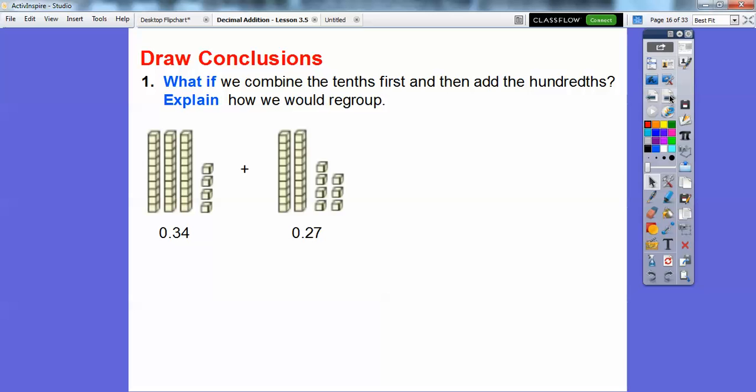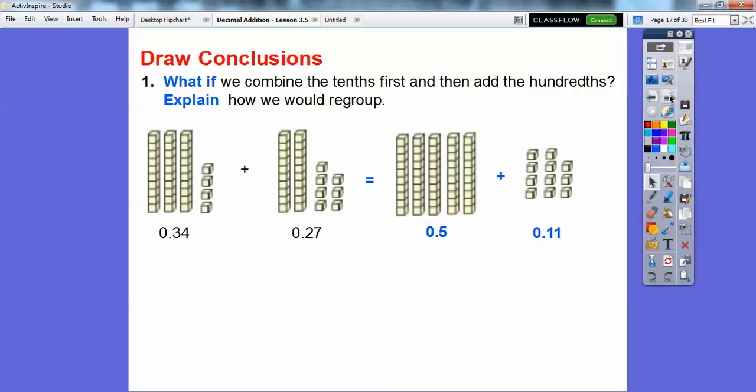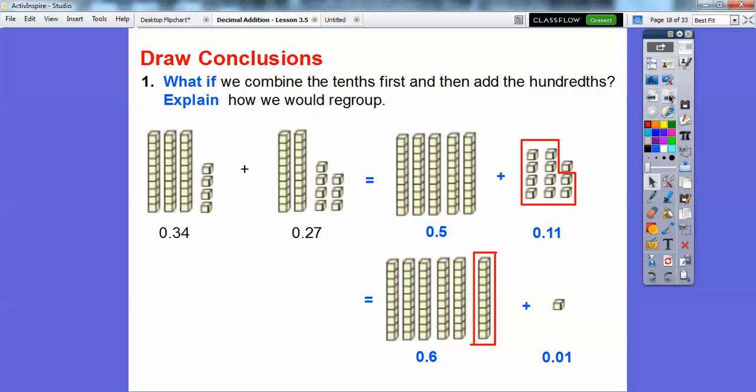Okay, so here's the problem again. So if we added the tenths first, we'd have that right there. Then we'd add these hundredths second. Well, then how would we regroup? Well, when we add these hundredths second, this still gives us 11 hundredths, so we'd have to regroup those and make it 1/10 and 1/100th right there. So now we have 6/10 plus 1/100th, and it still gives us 61 hundredths right there.